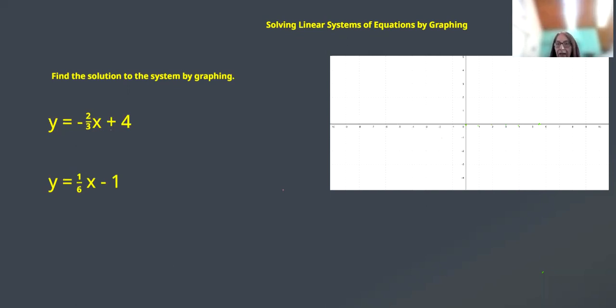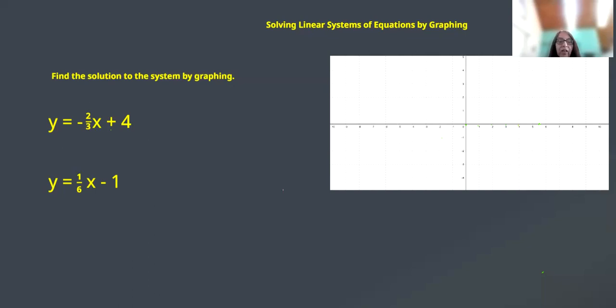Linear means line, remember. So what we're going to do is look at these two equations we have here, and see where they intersect. Where they intersect is the solution to the system. Now, if the slopes were equal, the lines would never cross because they would be parallel and there'd be no solution. But as you can see, we've got different slopes here. So our lines are going to cross and we will have a solution.